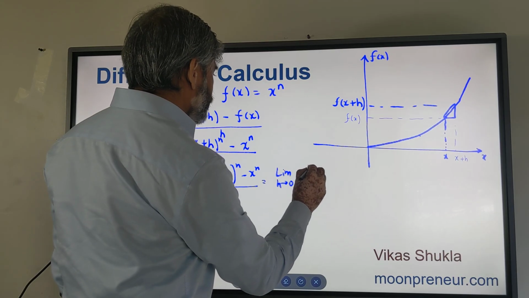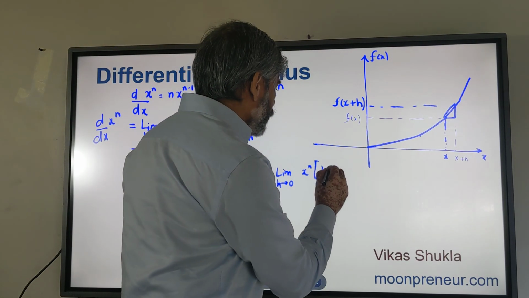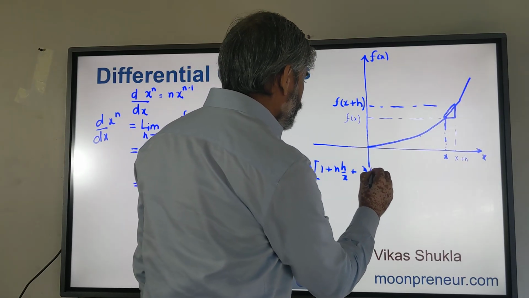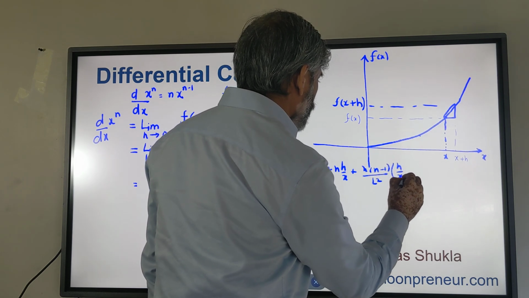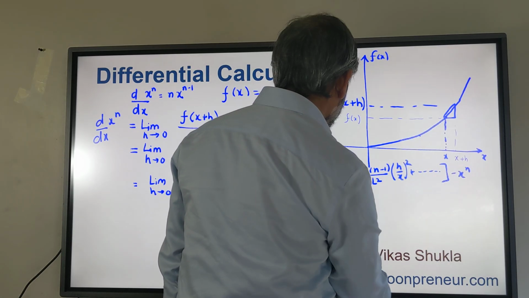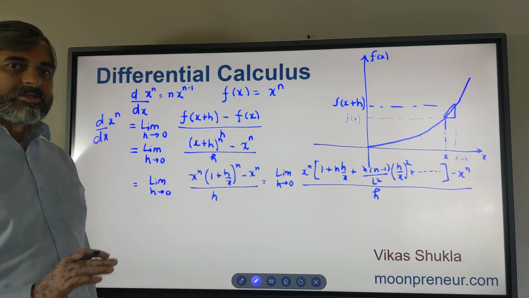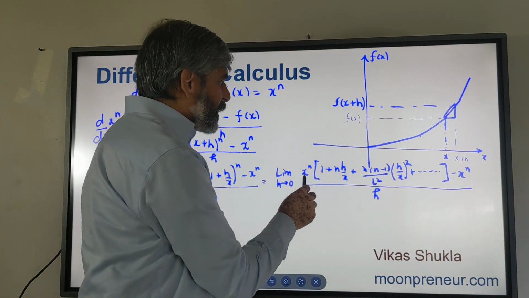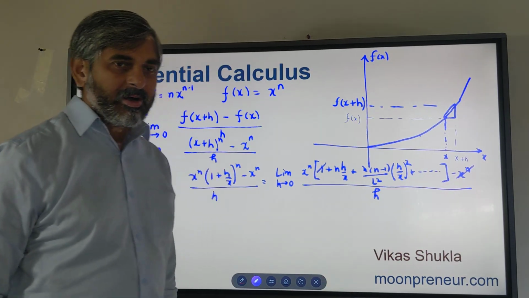I can expand this with the binomial theorem: 1 plus n into h upon x, plus n into n minus 1 divided by factorial 2 into h by x whole squared, and so on and so forth, minus 1, divided by h. At this point, we can see that we can simplify this a little bit. When we expand this in the next step, the 1 cancels out with the minus 1.